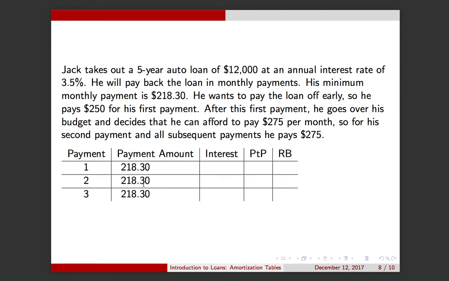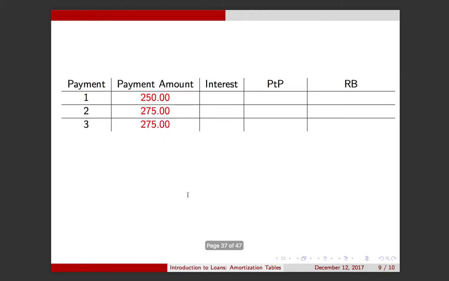So recall, in the original scenario, he was just making the monthly minimum. But now in this new scenario in red, these are his check amounts, his payment amounts. At the end of month 1, he writes a check for more than $218.30. At the end of months 2 and 3 and in perpetuity, he writes a check for more than $218.30. The first month is $250, and the second and third months is $275. Okay, but the process of building the table is the same.